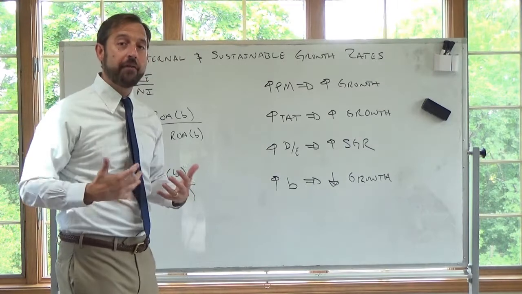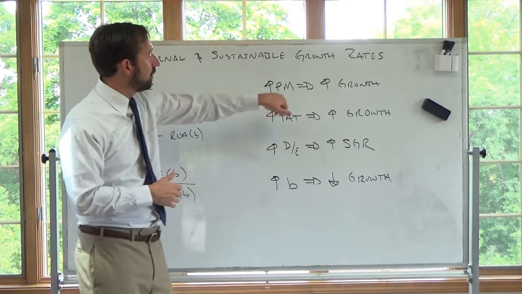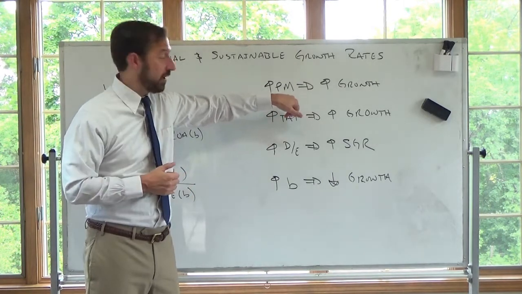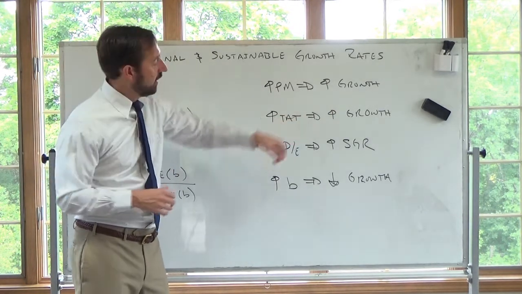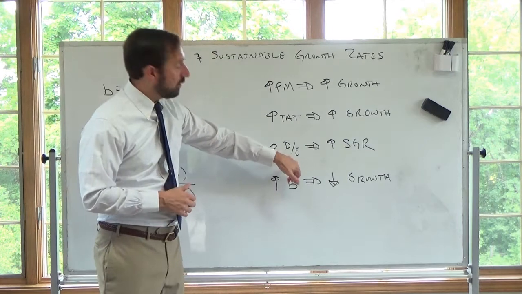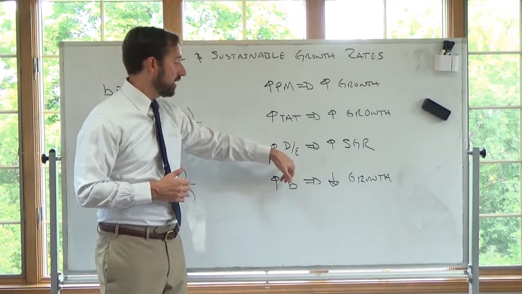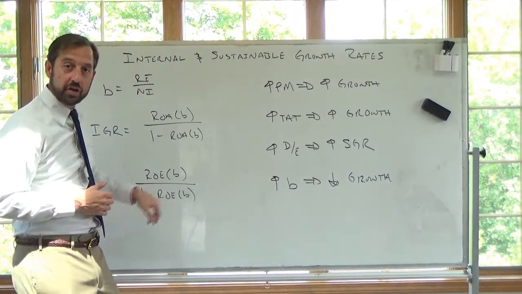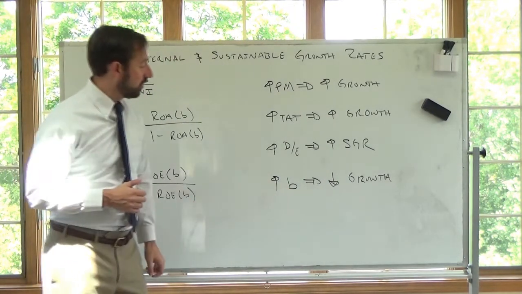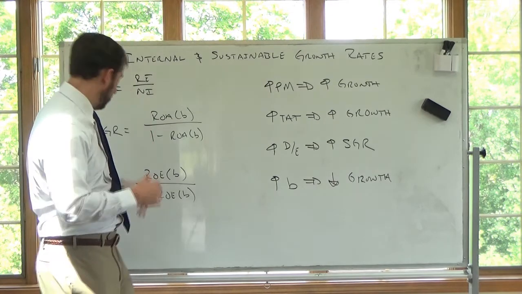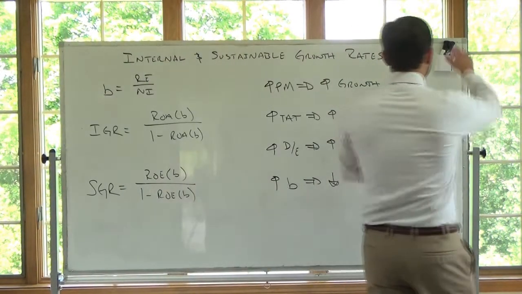So if you want to grow faster, how do you do it? You can increase your profit margin, meaning hold down your costs better. You can increase your total asset turnover, and then you can grow faster, right? With respect to the debt-to-equity ratio, if you have a higher debt-to-equity ratio, you can grow faster at your sustainable growth rate, right? However, also, if you increase your plowback ratio, actually, this here is incorrect.